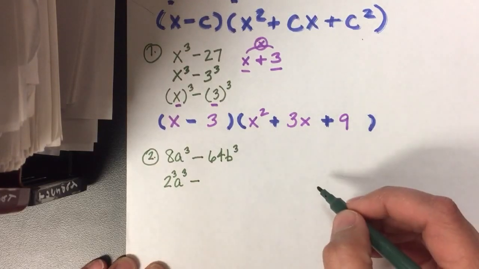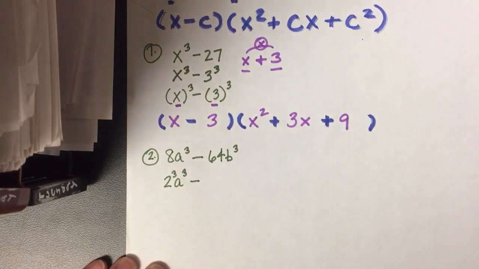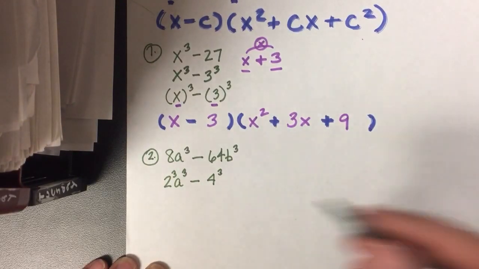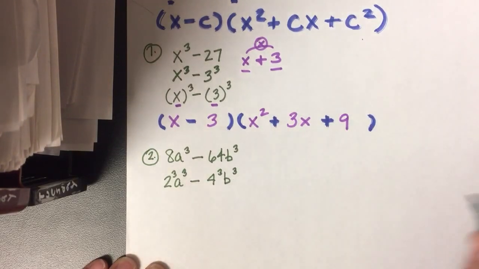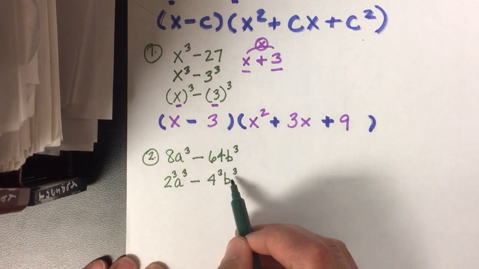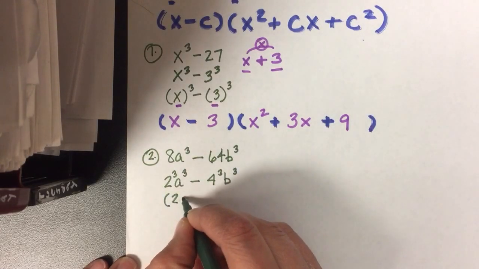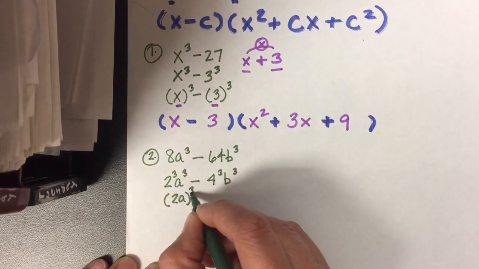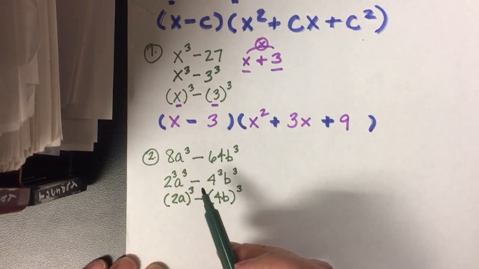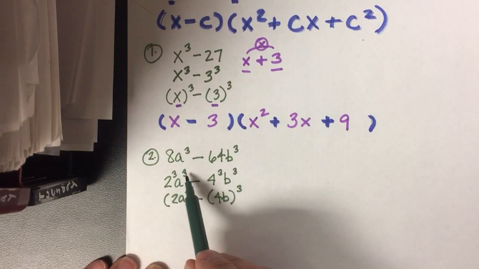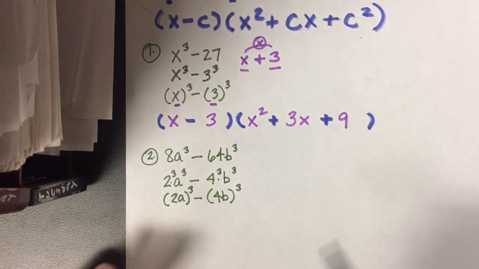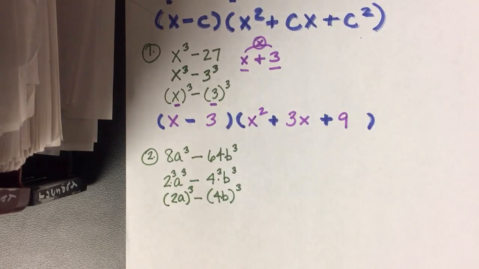Then we examine 64, and 64 can be written as a perfect cube as well. We can write it in terms of third power, so I have 4 cubed b cubed. Now that I have 2 cubed a cubed minus 4 cubed b cubed, I can now establish my two bases: 2a to the third power minus 4b to the third power. And I can do this because both values are cubed and they're multiplied. That's implied there. So now I've got my two bases, and I'm ready to do my example.